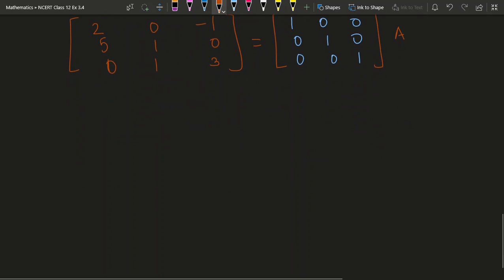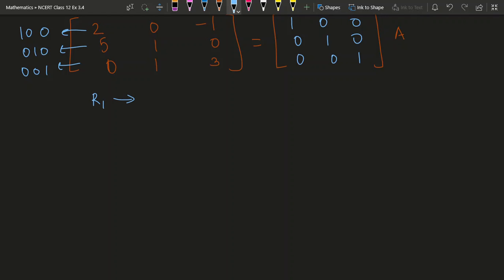Now again, you have to do the same types of operations that you did. So let's try some things. If you see carefully, you have to convert this row into 1 0 0, this to be 0 1 0, and this to be 0 0 1. So let's try the first operation. Let's do R1 goes to 3 times R1 minus R2.